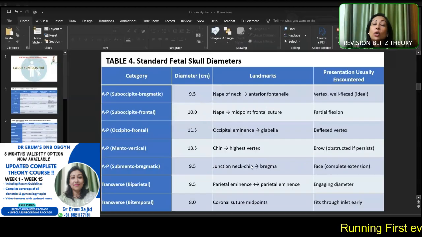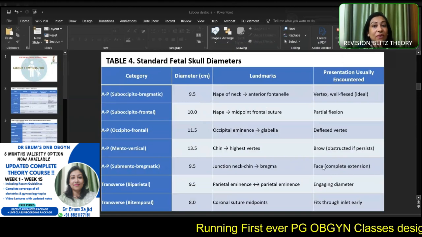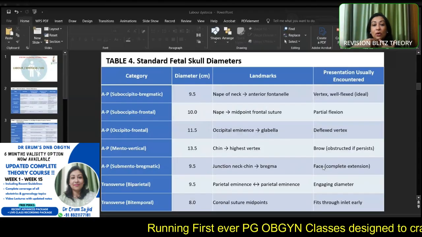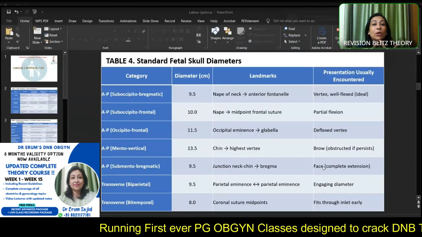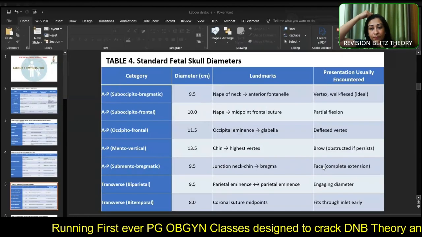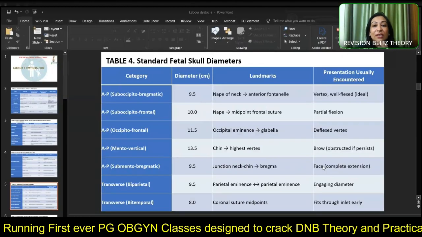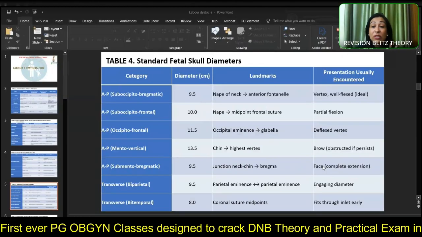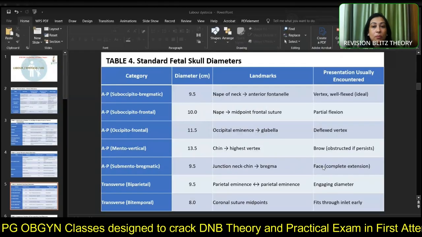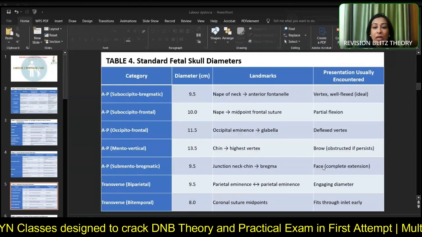Then coming to mento-vertical, which is brow. Mento-vertical has no mechanism of labor. You have to take this patient up for cesarean section. It is 13.5. Then face, that means I'm talking about submento-bregmatic. This is around 9.5 centimeters, and there is a mechanism of labor possible provided it's mento-anterior. Mento-posterior, no mechanism of labor.